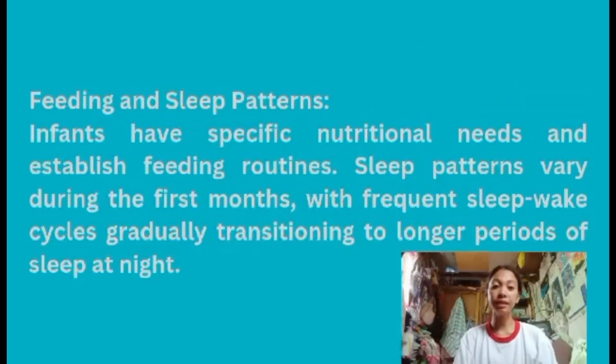Next is feeding and sleep patterns. Infants have specific nutritional needs and established feeding routines. Newborns wake every couple of hours to eat. Breastfed babies feed often, about every 2 to 3 hours. Sleep patterns vary during the first months, with frequent sleep-wake cycles, gradually transitioning to longer periods of sleep at night.